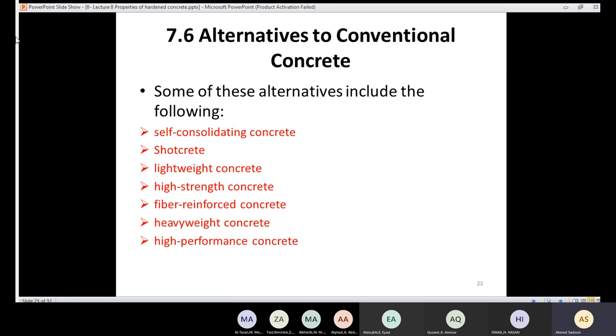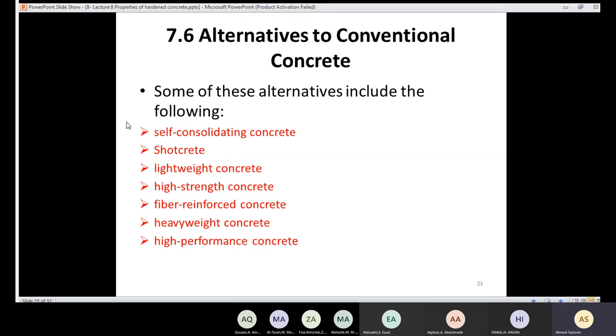For example, we have the self-consolidating concrete. This one doesn't need any compaction. Like the name suggests, it's self-consolidated. And now it has become more popular nowadays. Many contractors are using self-consolidated concrete.